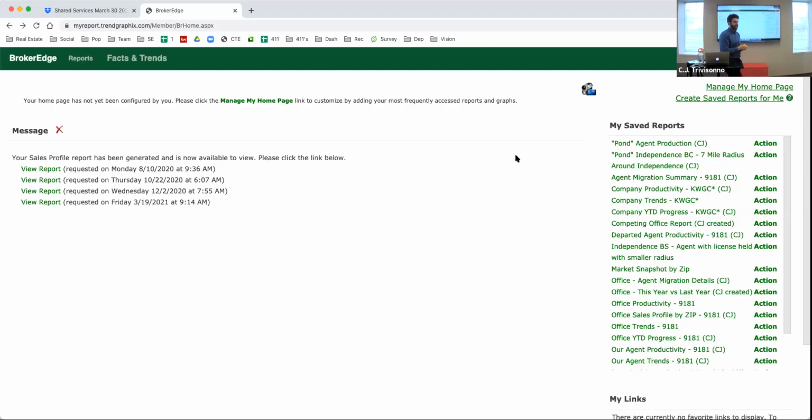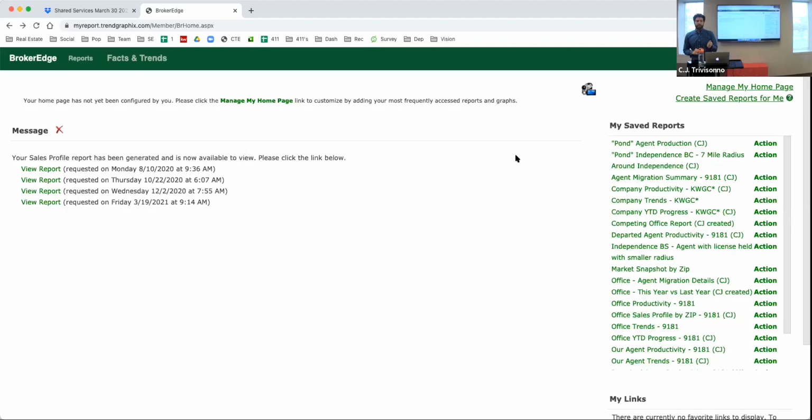Especially really analytical sellers, sometimes they don't like us fluffy real estate agents. They want to know, give me the hard data of what's going on. So it's a great way to show them data, to not just take your word for it, but to actually give real life examples of what they can see.